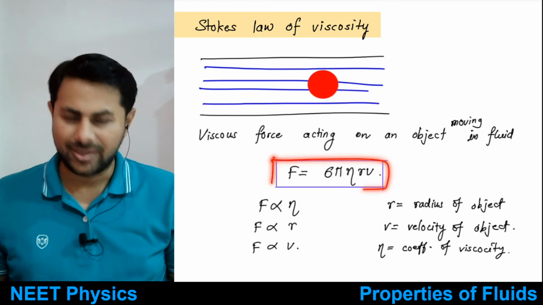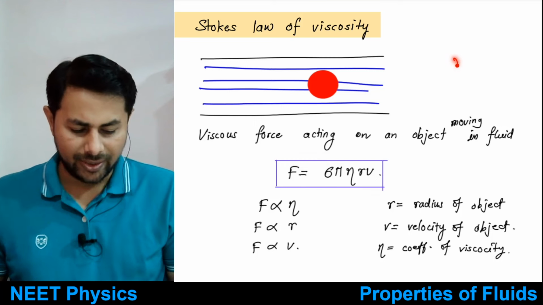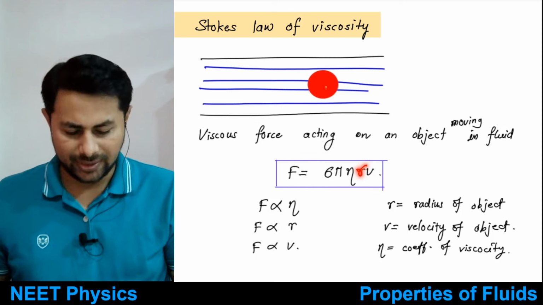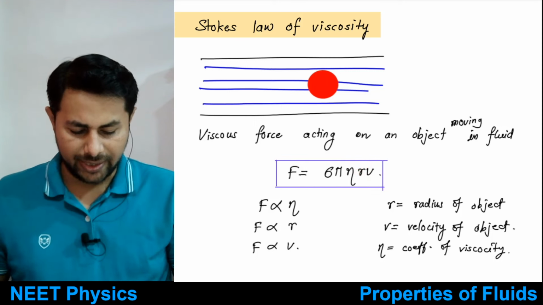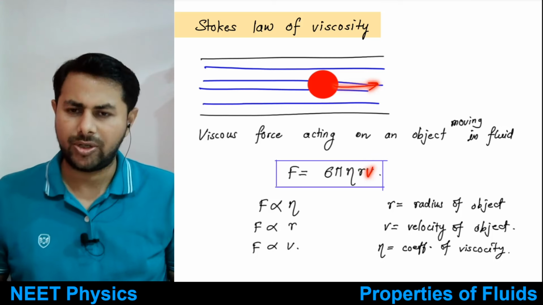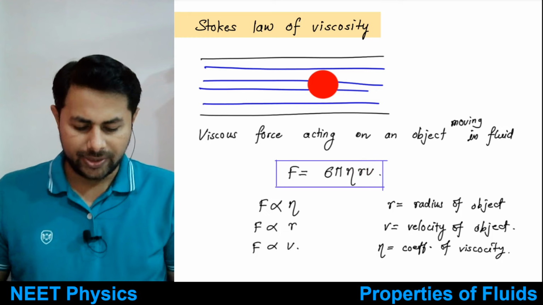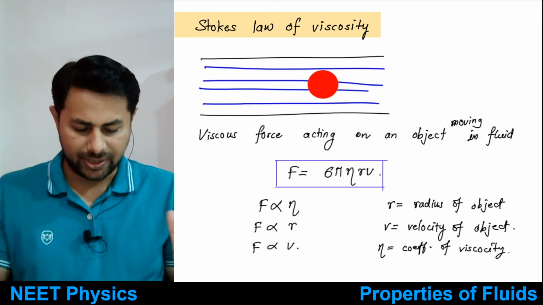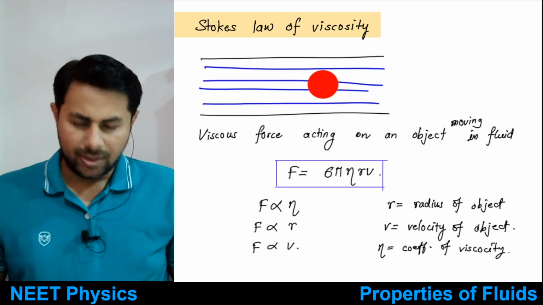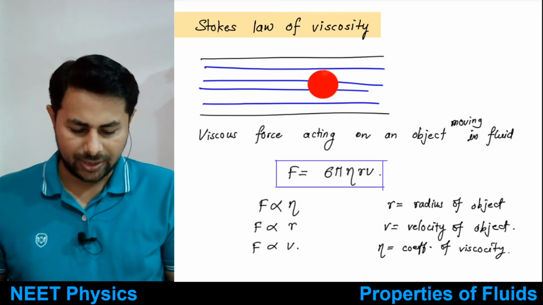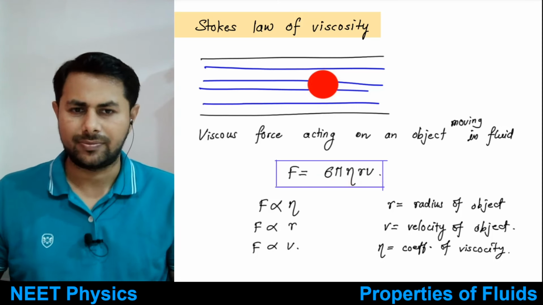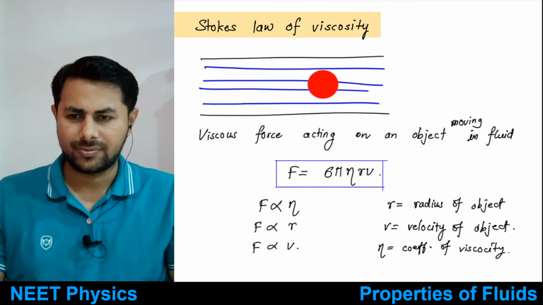So is the formula clear? What is R? What is eta? Eta is the coefficient of viscosity. R is the radius of this object, or you can say the size of the object. And V is the speed with which the object is moving. If an object of radius r is moving with speed v through a viscous fluid, then the opposing force acting on that object is equal to what? 6 pi eta r v. This is the formula. Is it clear, everyone?